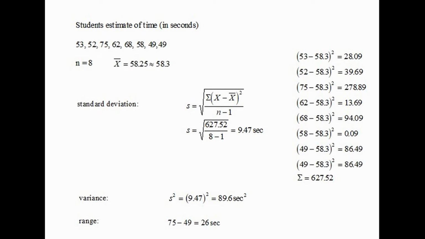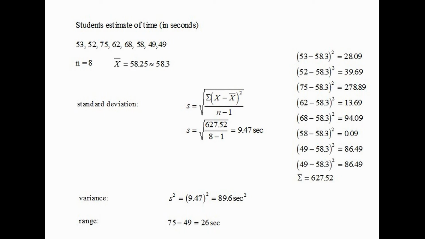So when we do the calculations involving the elements minus bar x, we find a sum of 627.52. Then we divide by 8 minus 1 and take the square root. Then we come up with 9.47 seconds. This is the standard deviation. Some further calculations involve the variance, which is standard deviation squared, and it gives us the number 89.6 in seconds squared. At first, this doesn't make sense, but simply we're going to use the variance in later calculations.